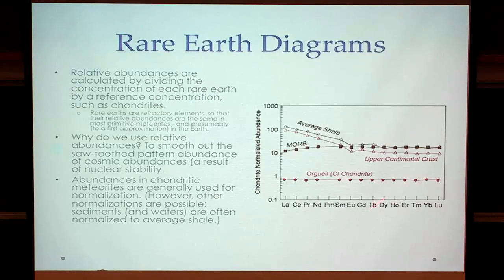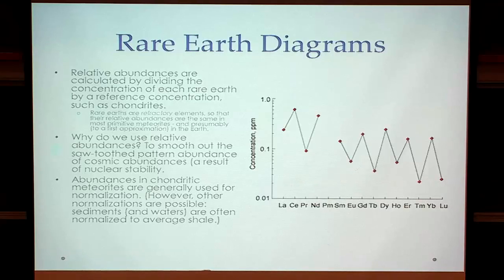Rare earth diagrams. Conventionally, we report data for rare earths by plotting the normalized abundance. Normalized to chondrites simply means the concentration divided by the chondritic concentration. In this case, I've chosen to take the average of ordinary chondrite concentrations and use that as a normalization. If we do that, we can get nice smooth patterns. And the reason we do that is because if we don't, we get a pattern like this.